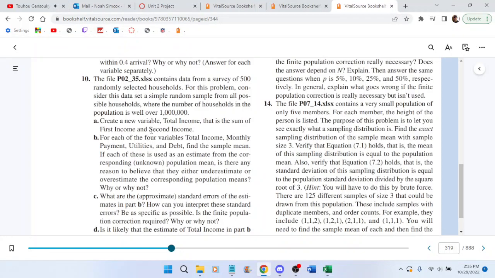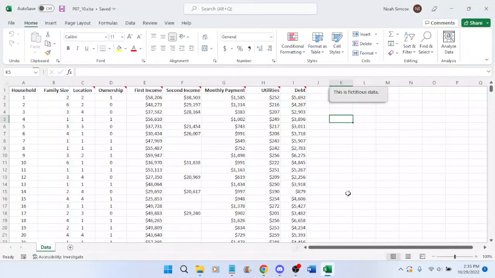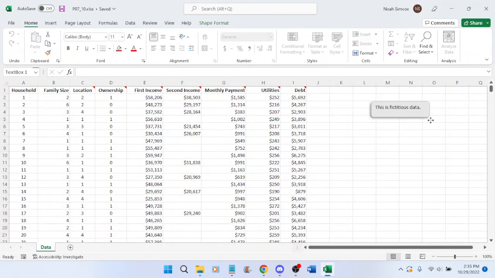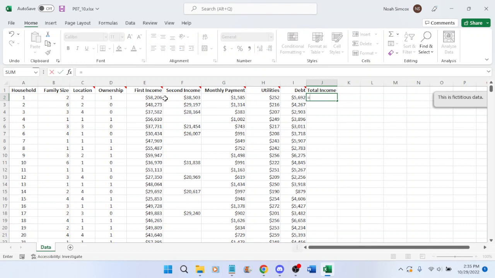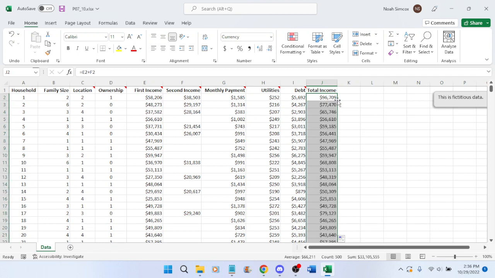Total income, that is the sum of first income and second income. So it is first income plus second income equals this plus this. So now we got total income.